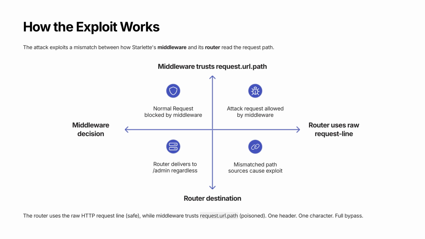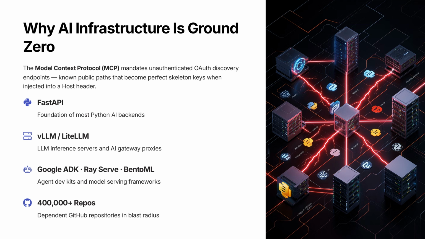So a normal request to a protected route gets blocked, as expected, but an attack request can present one path to the middleware and a different effective path to the router. The result is that access control is enforced on the wrong value. That's what makes this so dangerous. One manipulated header, even a single character difference, can be enough to turn a blocked request into a successful authentication bypass. AI infrastructure is especially exposed here because the vulnerable pattern shows up in the exact frameworks many teams use to build and serve modern AI systems.